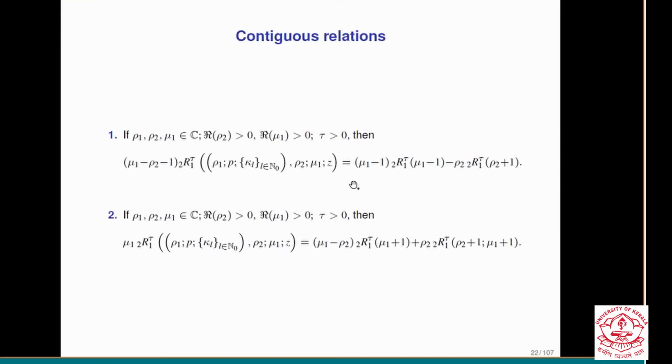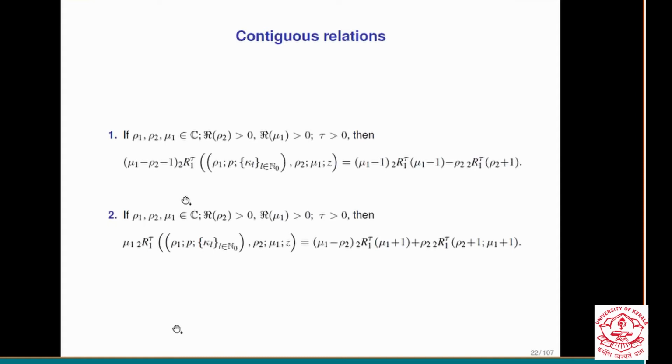So the contiguous relation basically checks the behavior of this hypergeometric function. Contiguous means that the parameters differ by unity. If we have some parameter like alpha, the second one will be alpha plus 1 or alpha minus 1. So the difference between these two parameters will be unity, that is, 1.